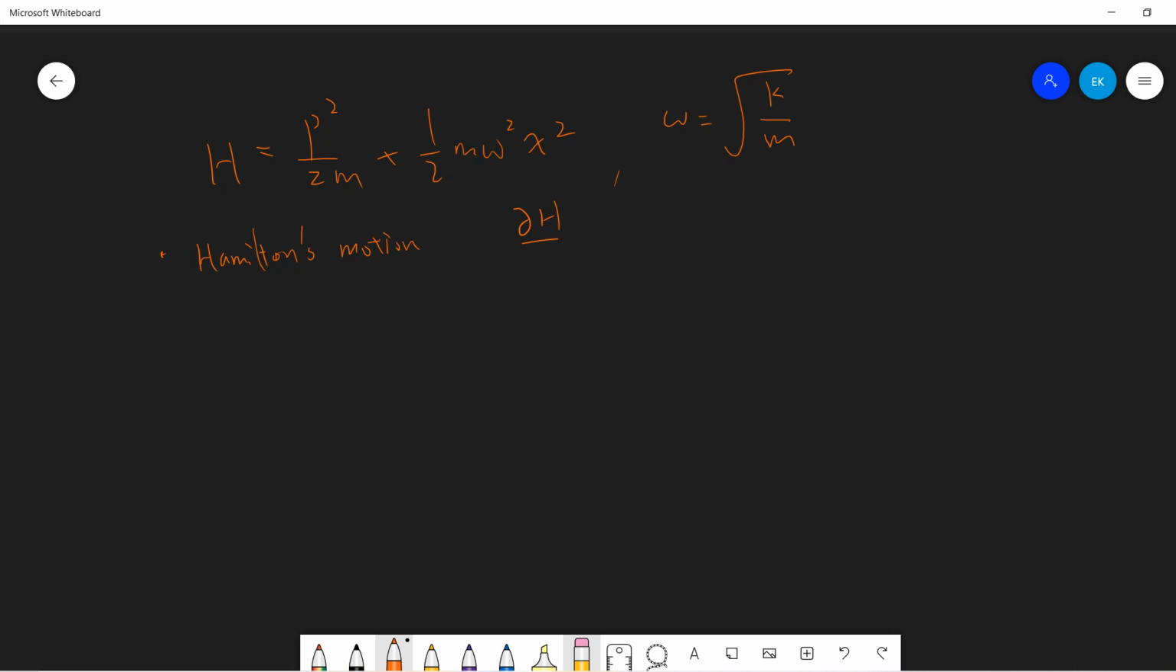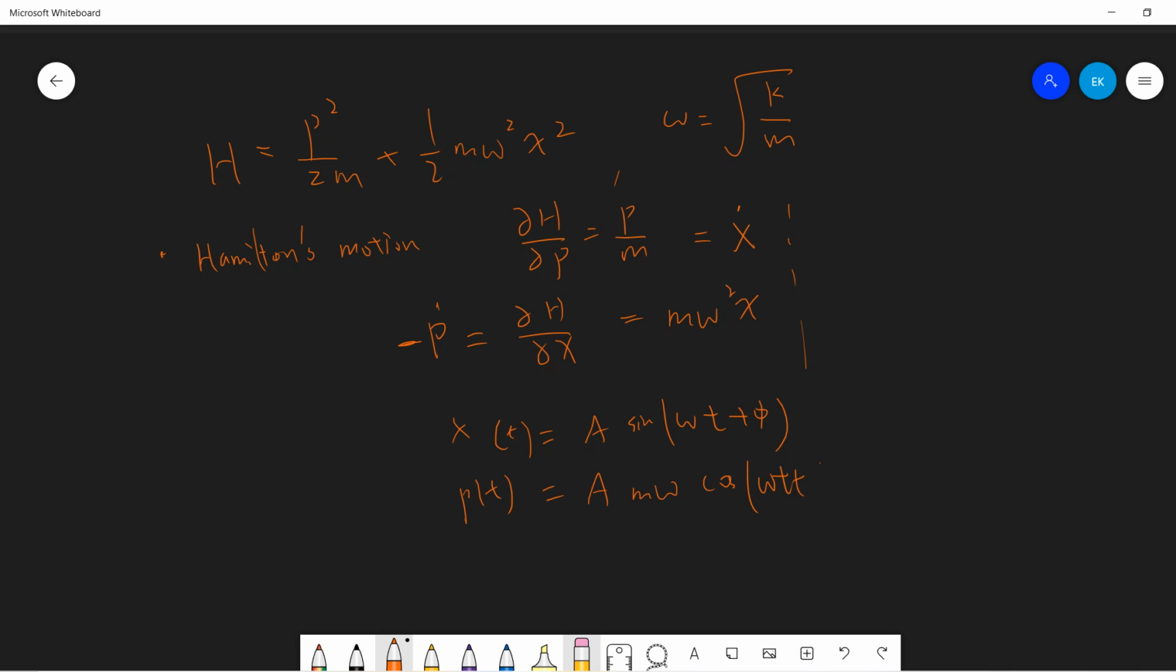Partial h partial p will be p divided by m, and partial h partial x will be m omega squared x. So the Hamiltonian equations give x dot and negative p dot. The solution for the harmonic oscillator, x of t, will be A sine of omega t plus phi, and p of t will be A m omega cosine of omega t plus delta.